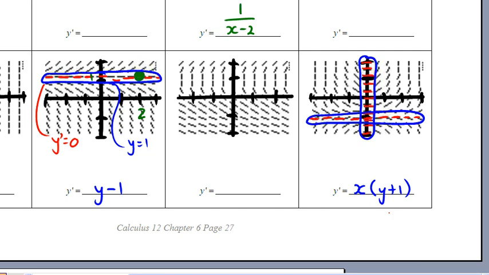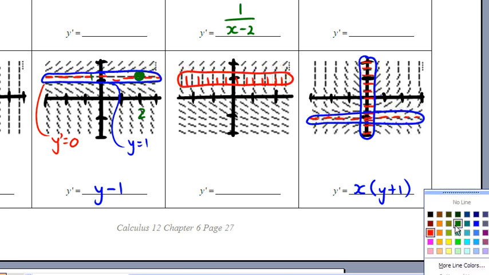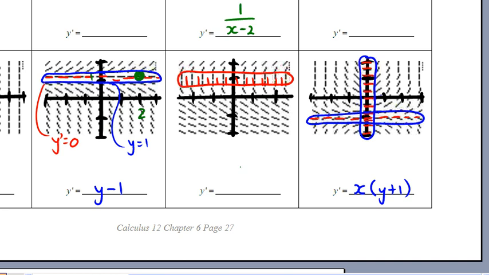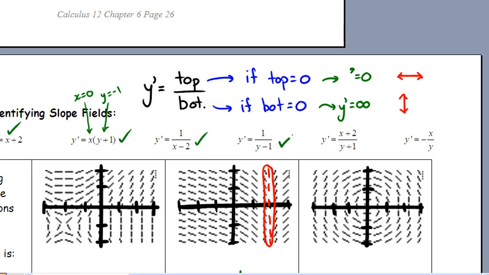So when the y's are equal to 1, yep, we're straight up and down all along that chunk of the graph paper. So I'm liking that. I think this one is the 1 over y minus 1. Okay, so that one's done. Okay, I've got a couple to go.